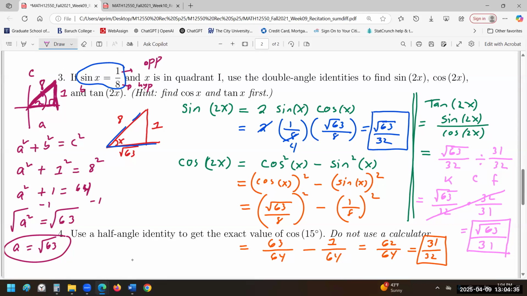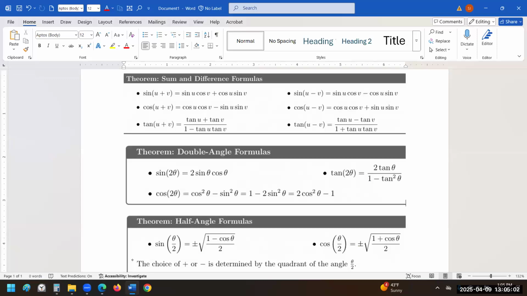Now the last one says, do not use calculator, but find the exact value using half angle identities. So we already found cosine 15 degrees in part A, question 1, but we use somewhat different identities. Let's just do the same thing for cosine 15, but this time using half angle identity. That means we need to go to the half angle identity sheet and see what's the formula. So here is the formula.